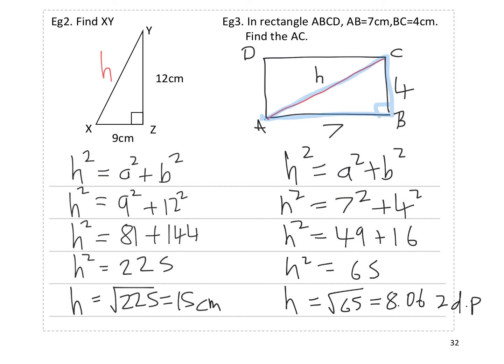A check in both of those is to see, does the size of your answer make sense? Sorry, I forgot my centimetres in there. I should have included my units. So the hypotenuse, remember, is the longest side. So in example 2, it should be bigger than 9 and 12, and it is, it's 15. And in example 3, it should be bigger than 4 and 7, which it is, it's 8.06. So remember, the hypotenuse is the longest side.